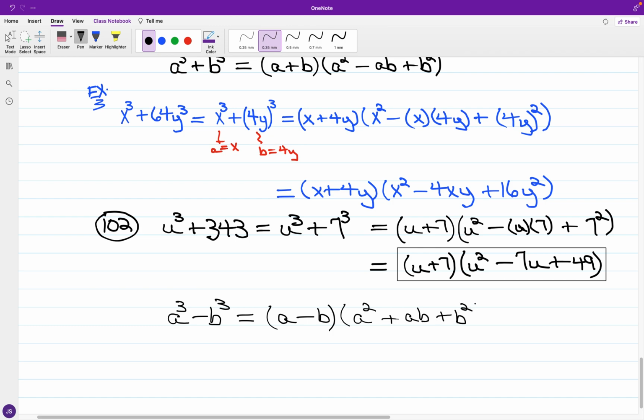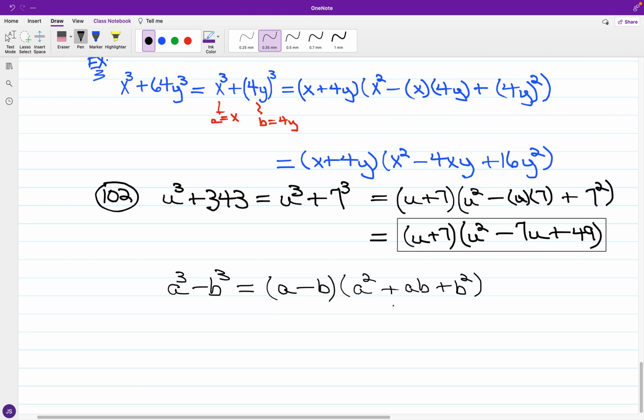And for a cubed minus b cubed, the factorization of this one is a minus b times the quantity a squared plus ab plus b squared. Let's say if you're looking at factoring, and we'll say that we have 27x cubed minus 8y cubed.